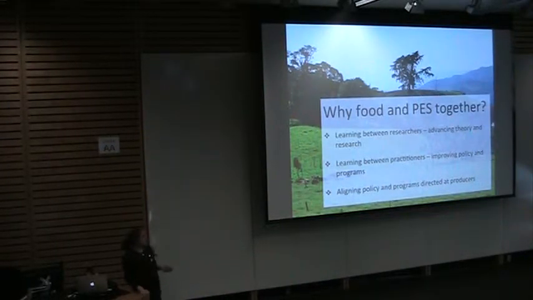One of the reasons why I thought it might be interesting to look at them together was that you have this structural similarity. Right now, the initiatives that try to involve producers in these transformed food value chains and PES programs tend to be quite separate, and the research that's done on them tends to be quite separate too. But if there are useful similarities, there might be opportunities that we're missing, for example, learning between researchers, learning between practitioners, and who knows, maybe even aligning policy and programs that are directed at producers. So that was the motivation for thinking about them in the same piece.